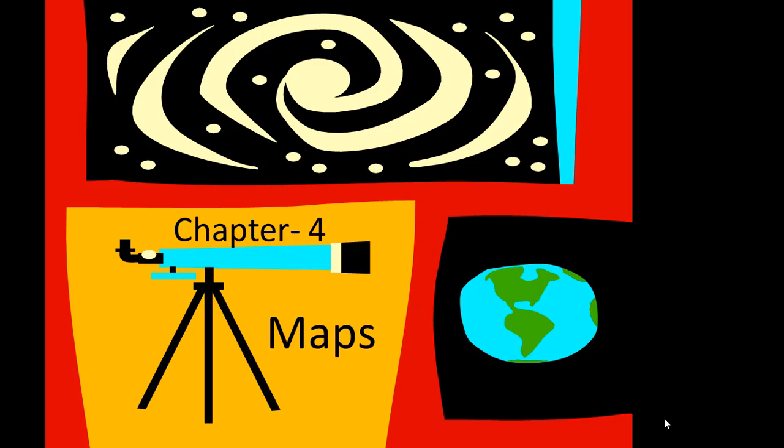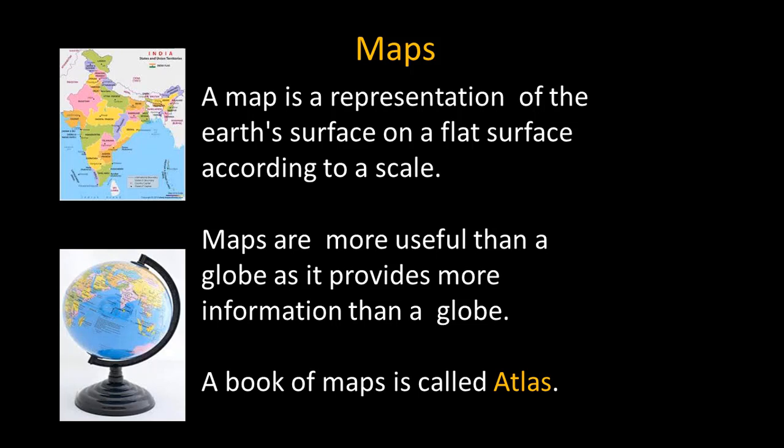Let us start the explanation. In the previous chapter, we have already learned about the advantages of the globe. Globe is a model of Earth on which we can locate the continents and the oceans. But globe has limitations. If we want to study the Earth as a whole, then globe is useful. But if we want to study only a part of the Earth, for example, a country or a state or a village, it is of little help.